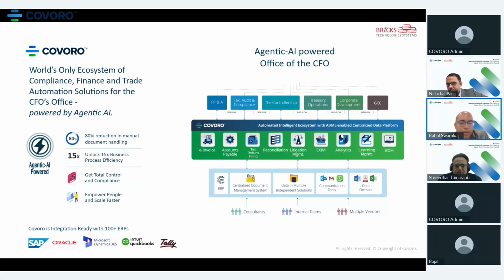That is what I was talking about. We are arguably the world's only company which has the Agentic AI powered complete office of the CFO. So for that, let me take you a little bit back into history. Brazil started in 2006, but they digitized other processes after invoicing, like tax filings, accounts payable automation, and so on, and they took close to 8 years.